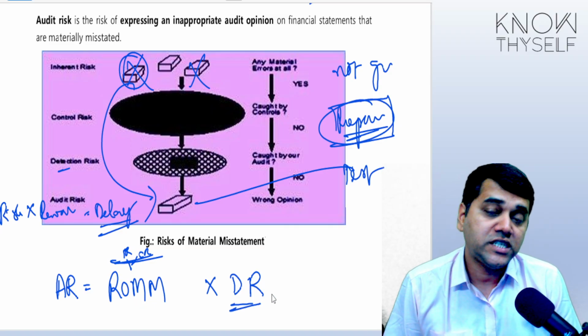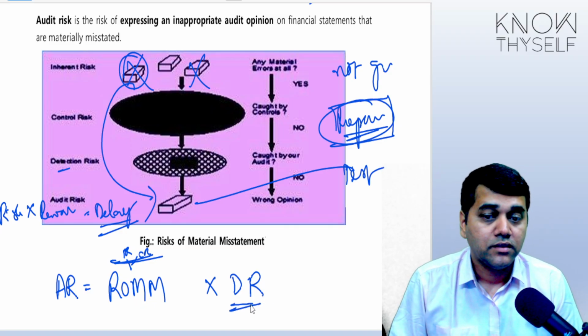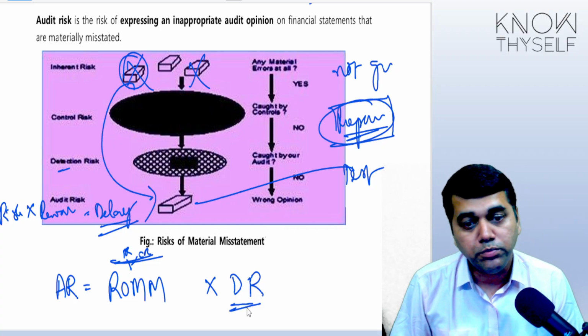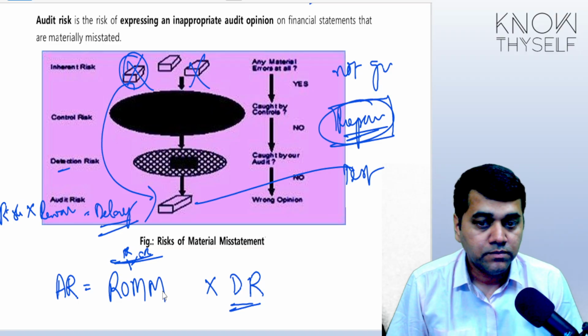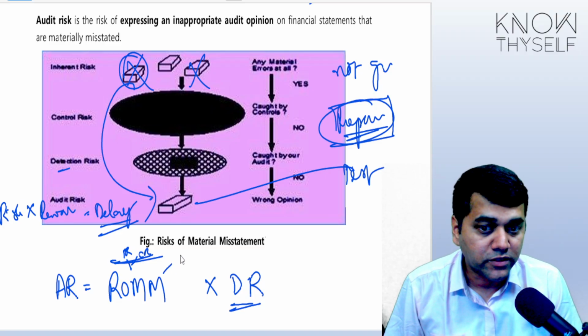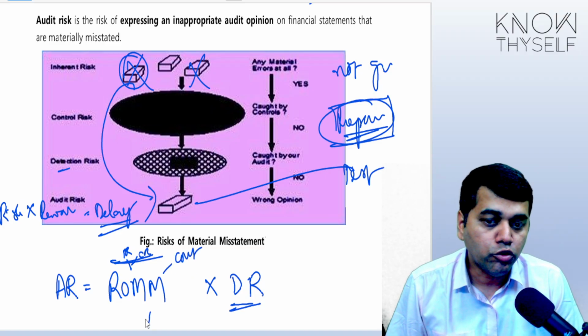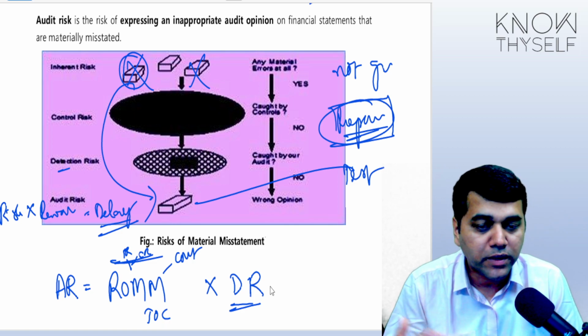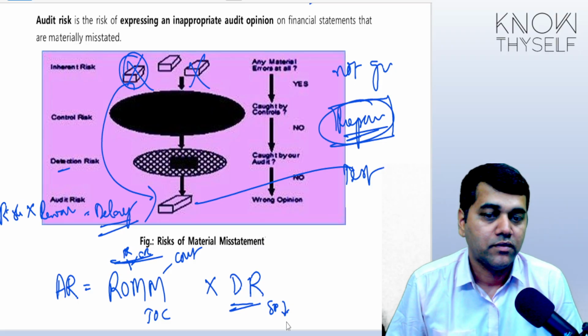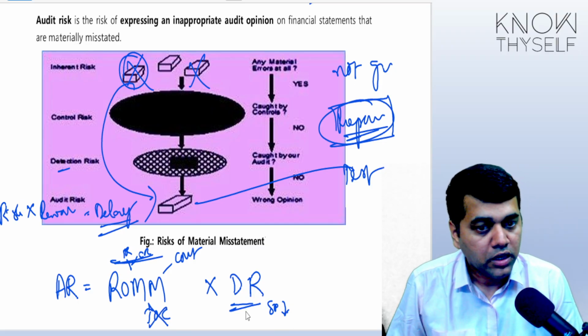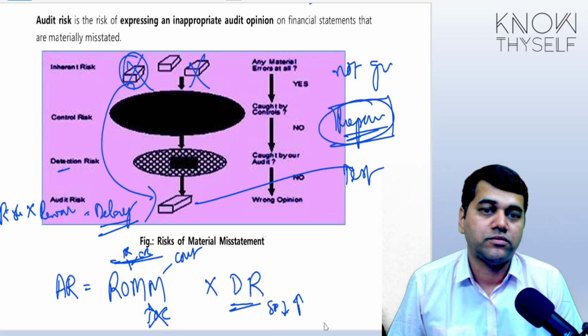Now, my detection risk is secondary. So now what makes sense to me? As an auditor, if I find the controls are good, I have to do tests of controls and reduce my substantive procedures. If controls are not good, I have to increase my substantive procedures.